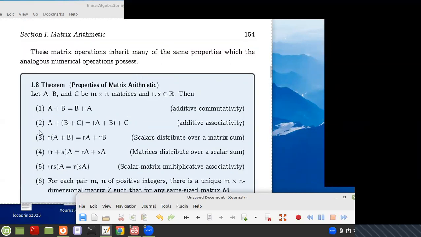You can see this second property here. If you wanted to prove the second, you do the same thing. You give names to A, B, and C, and then you'd have to use the definition of addition twice, and you'd get this as Aij plus parentheses Bij plus Cij. Then you'd use the associativity of real numbers to get it into this form and then translate back to matrices.